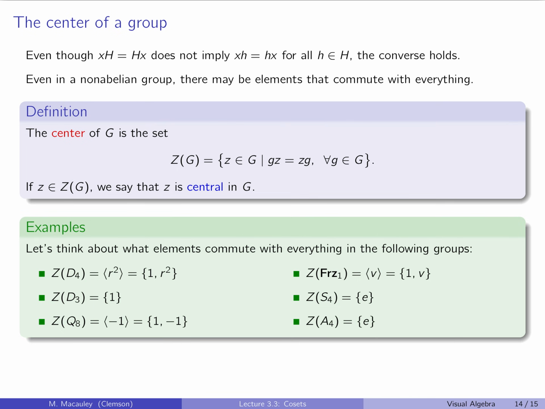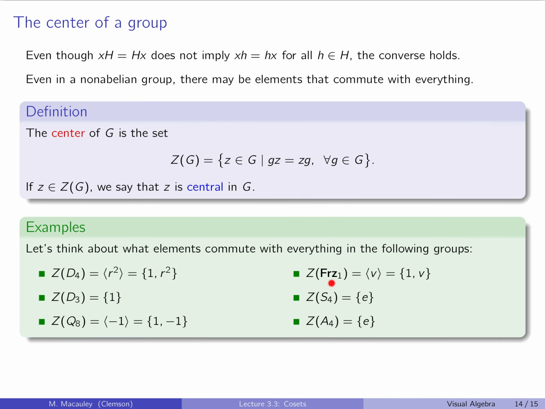Let's think about what elements commute with everything in the following groups. In D4, the center is generated by R squared. So the identity and the 180 rotation commute with everything. In D3, only the identity commutes with everything. There is no 180-degree rotation in Dn if n is odd. What about the quaternions? Well, we know i, j, and k and their negatives do not commute with each other in general, but -1 commutes with everything.